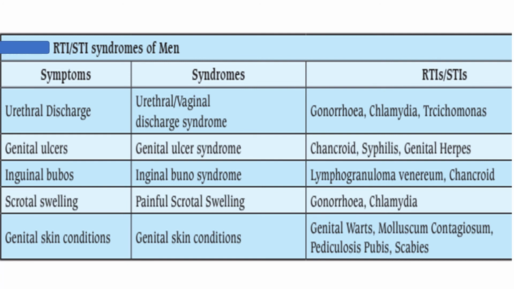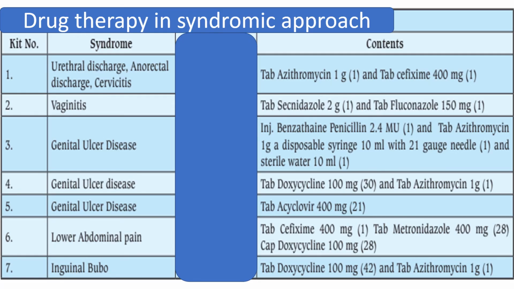For men, symptom: urethral discharge, most probably gonorrhea, chlamydia, trichomonas. Genital ulcer, most probably chancroid, syphilis, genital herpes. Inguinal bubo, most probably lymphogranuloma venereum, chancroid. Scrotal swelling: gonorrhea, chlamydia. Genital skin conditions: genital warts, molluscum contagiosum, pediculosis pubis, and scabies.